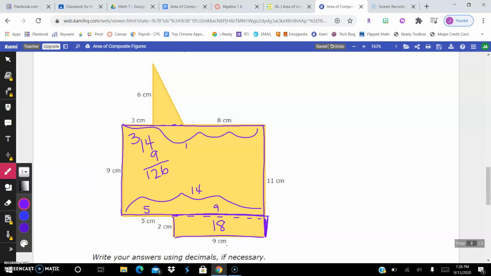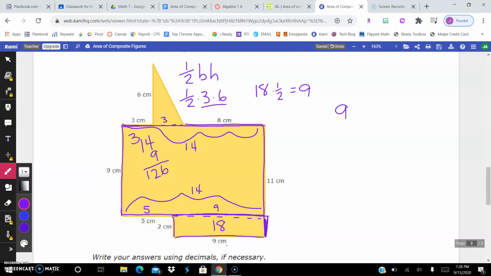Now, using that 14, I can figure out if the bottom of that rectangle is 14, then the top of this rectangle also has to be a length of 14. So if this is 3 and this is 8, we know that that takes care of 11 centimeters. And if I take 11 off of that 14, I'm left with 3. So the base of that triangle would be 3. An area of a triangle is half times base times height. So 1/2 times 3 is the base of that triangle, and it's 6 centimeters long. So 6 times 3 is 18, and then I have to have half of that. So the area of that triangle is then 9.